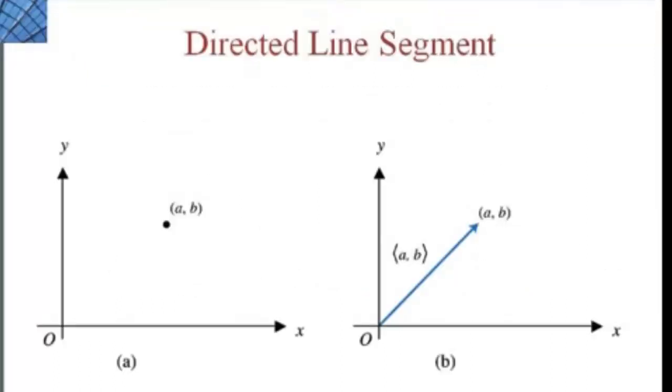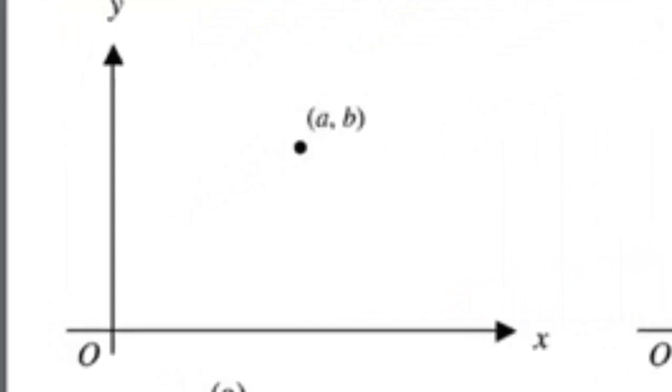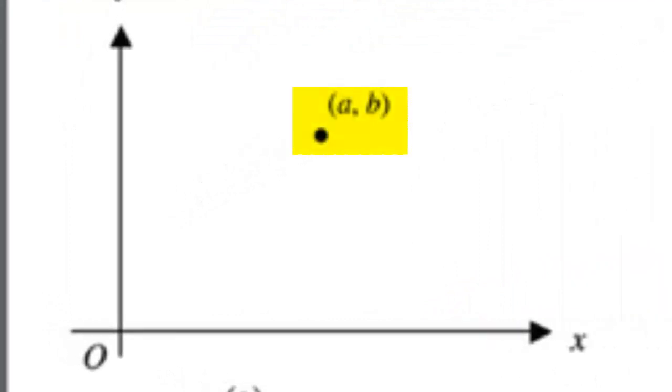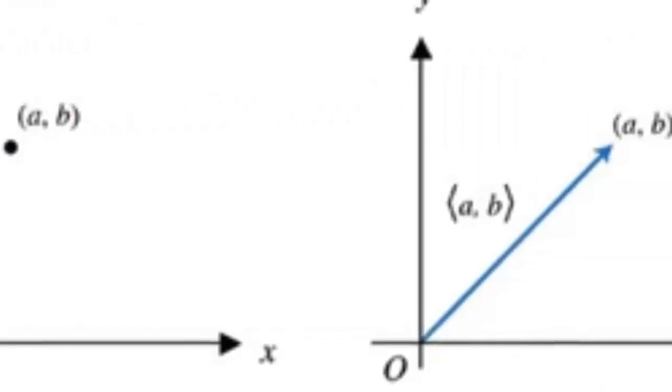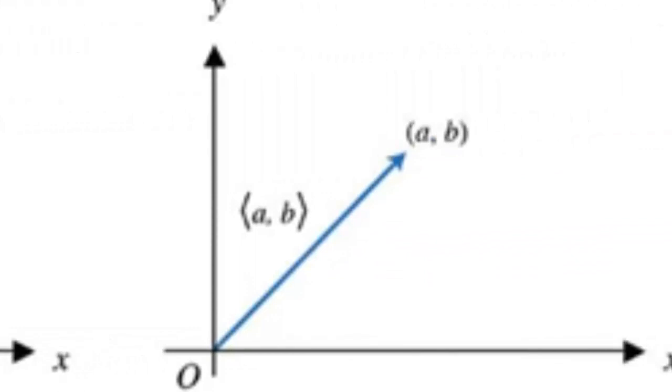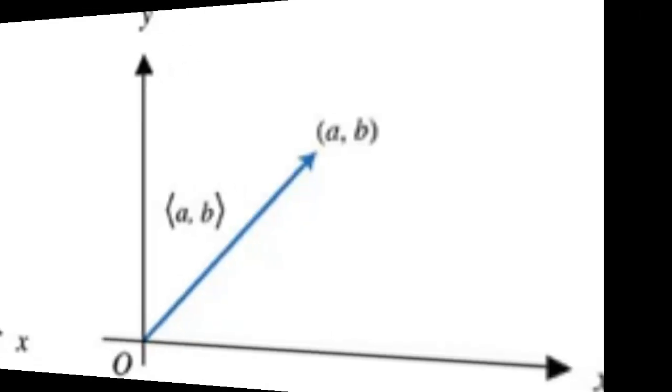A vector is a directed line segment. If we take the ordered pair (a, b), it represents a point in the plane. It also represents a directed line segment, or an arrow. It has its tail at the origin and its head at the point (a, b). The length of the arrow represents the magnitude, and the direction that it points represents the direction.